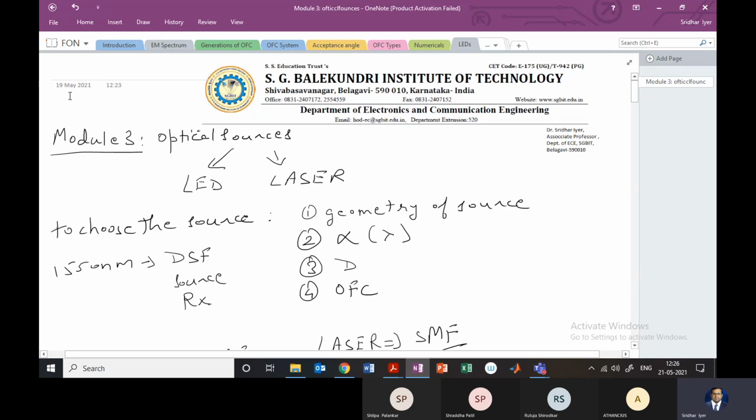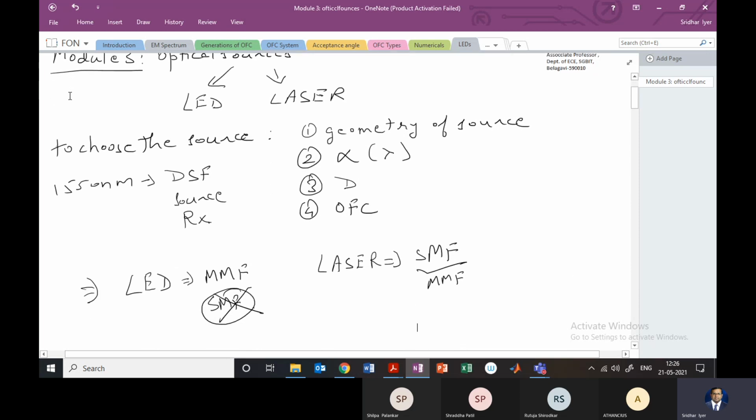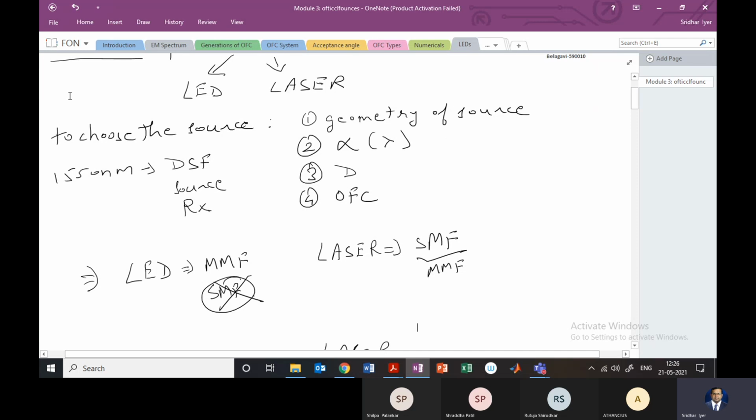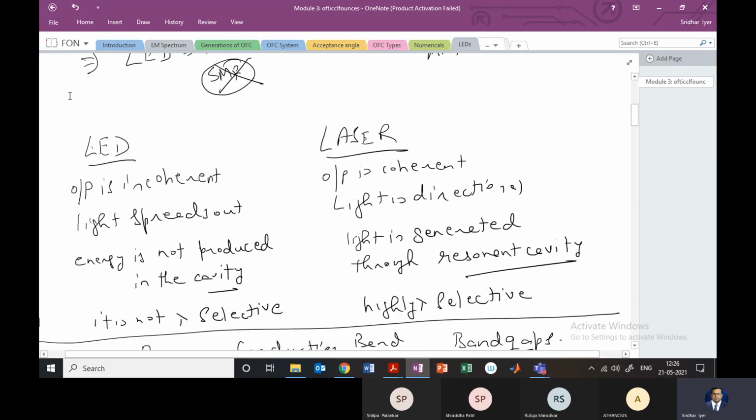So last class we had started with module 3, that is optical sources, and I told you about the types of sources which we are going to look at in your syllabus. So we have the LEDs and the lasers, and we saw the main advantages and the possible disadvantages of using the LED and the laser. The LED works well with multi-mode fibers, whereas lasers will work well with single mode fibers, because lasers are more directional, whereas LED's light is going to spread out, and we still have to see the structure and how this is possible.